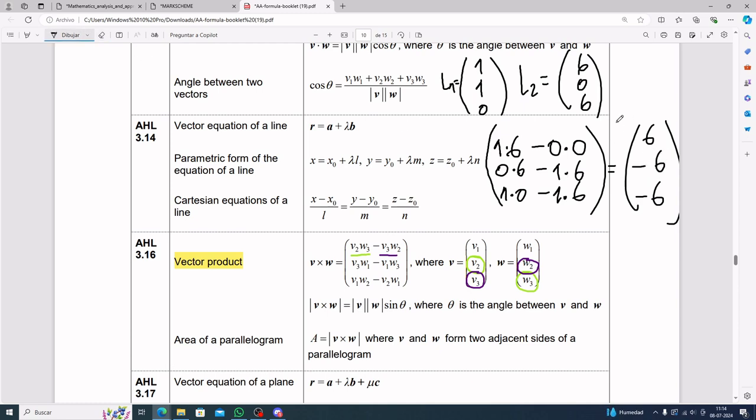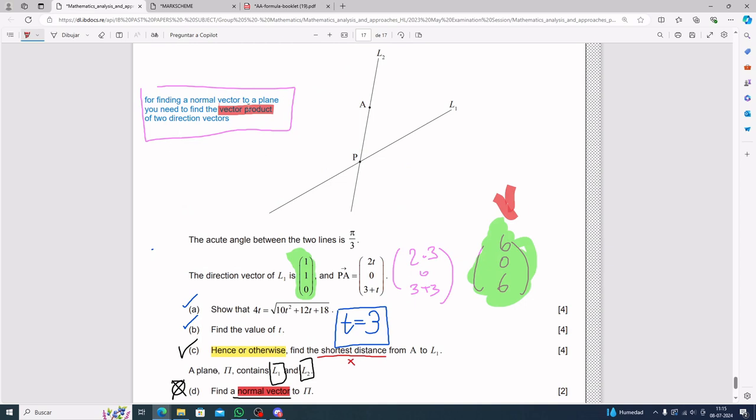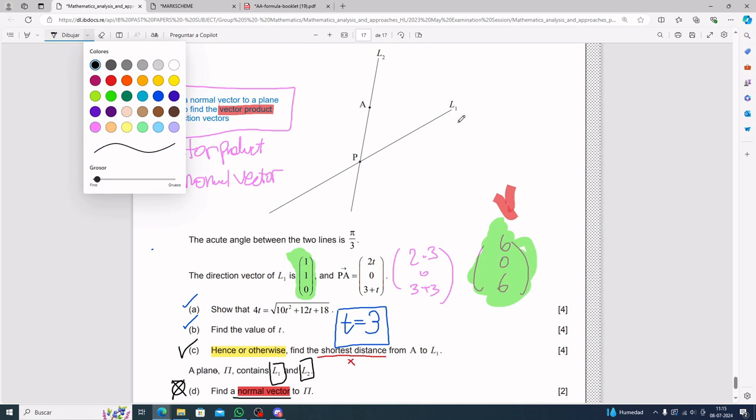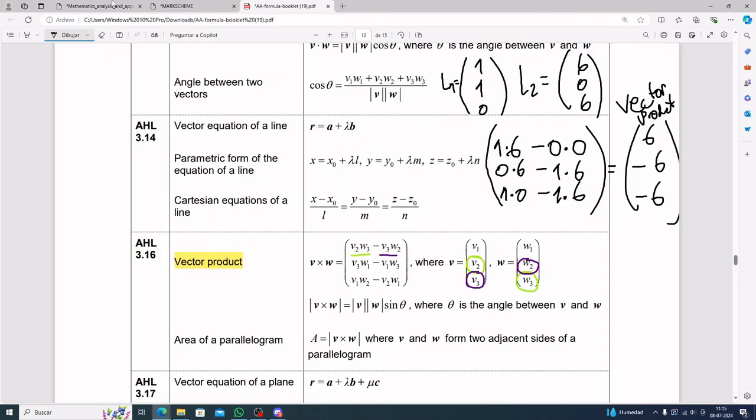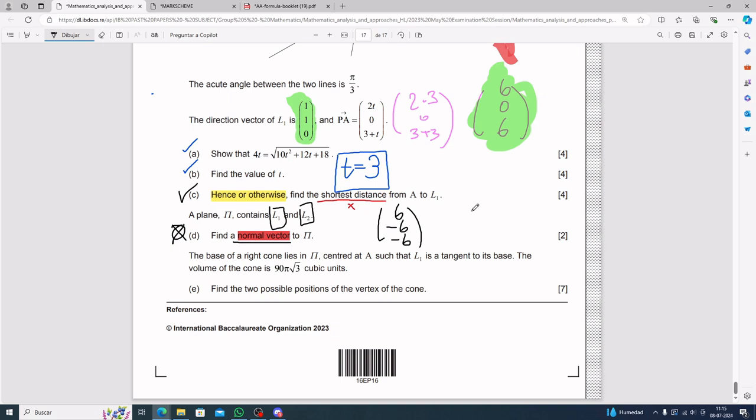So this is the vector product. Now I did mention earlier that, for finding the normal vector to a plane, you need to find the vector product of two direction vectors. So really, the vector product ends up being your normal vector. So your final answer here is that the normal vector is going to be 6, negative 6, negative 6.